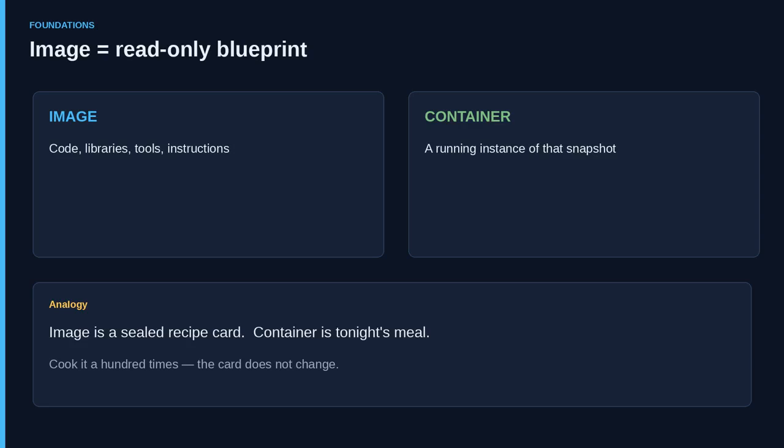One concrete analogy: the image is a sealed recipe card. The container is tonight's meal. You can cook the recipe 100 times in 100 kitchens and still be following the same card.